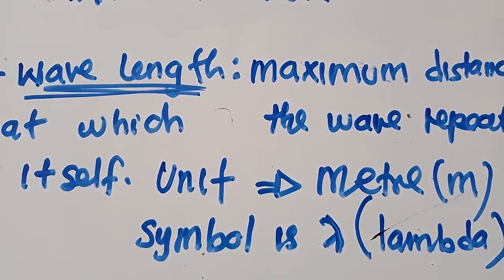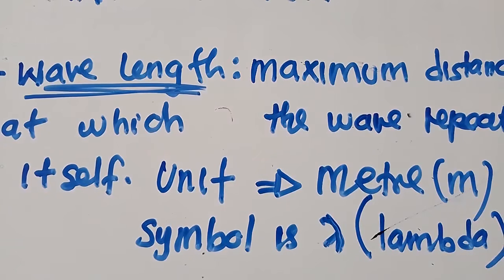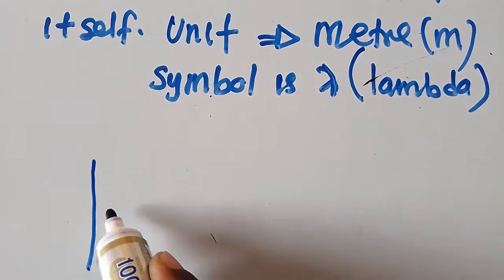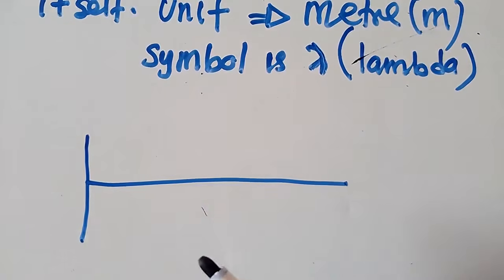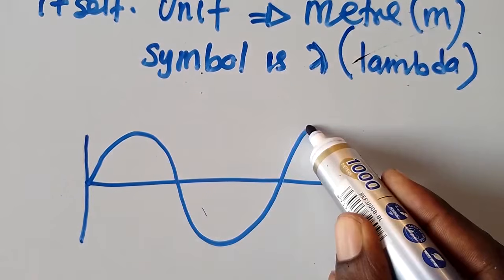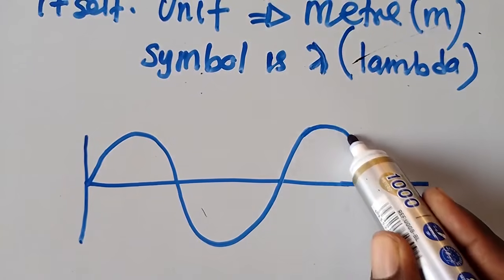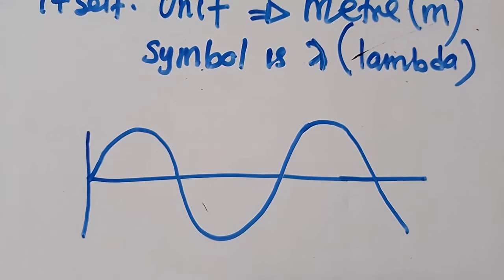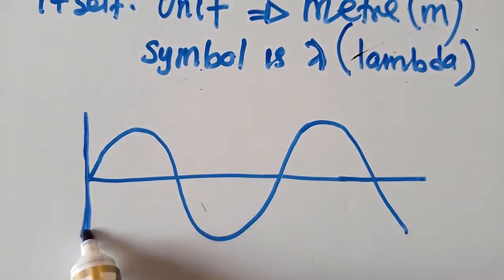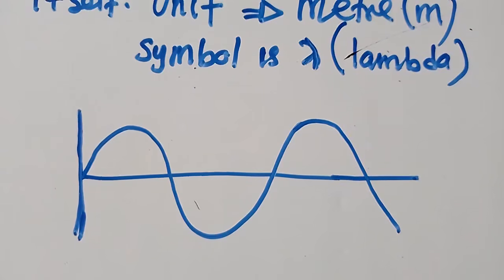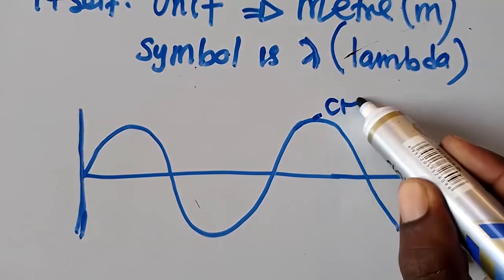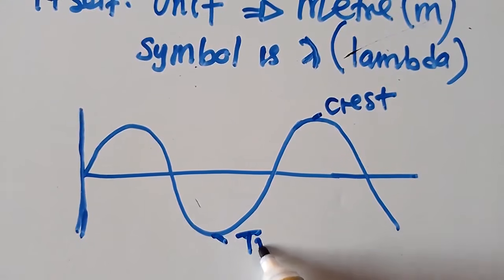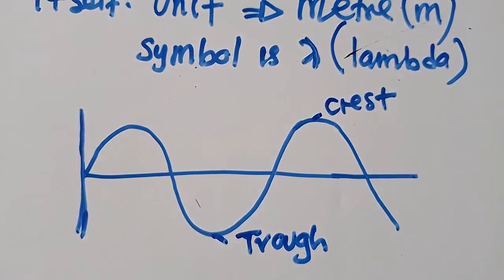Now, to give you a short understanding of the two that we've covered so far, I'm going to put down something like this to illustrate what I'm trying to say. Something that is moving in this manner, like this. We talked about amplitude at first. This point here is called a crest. And this is called a trough. I told you this earlier on.